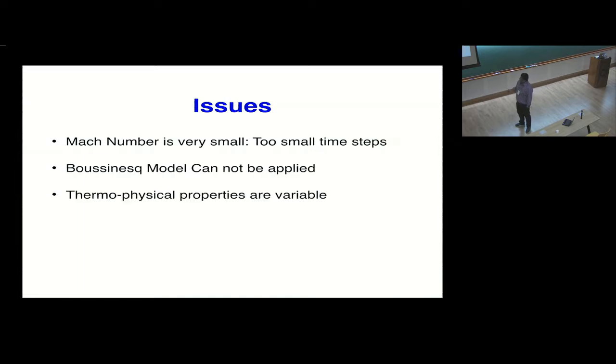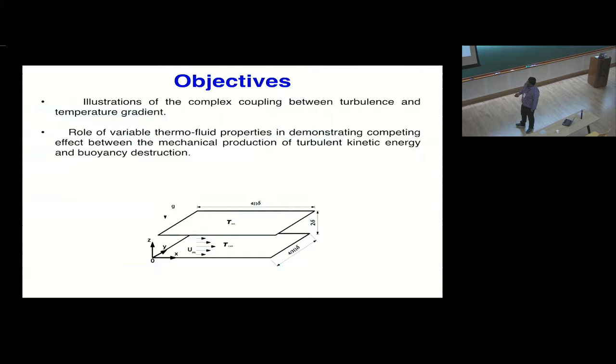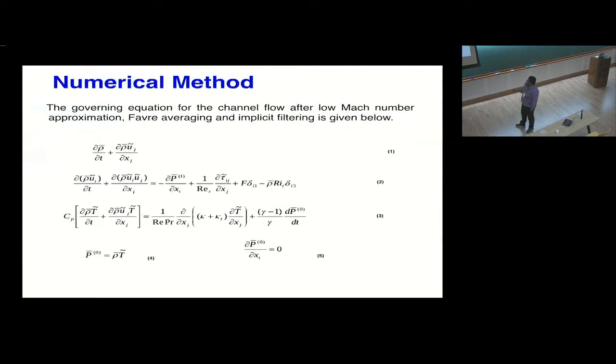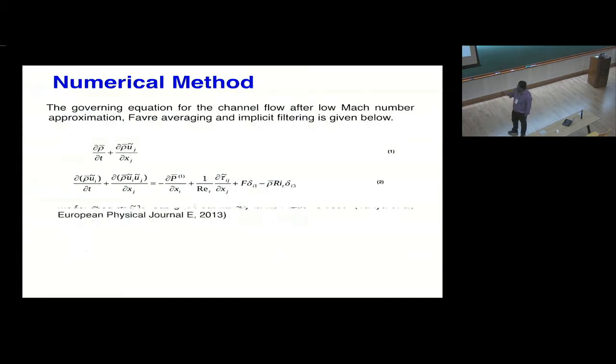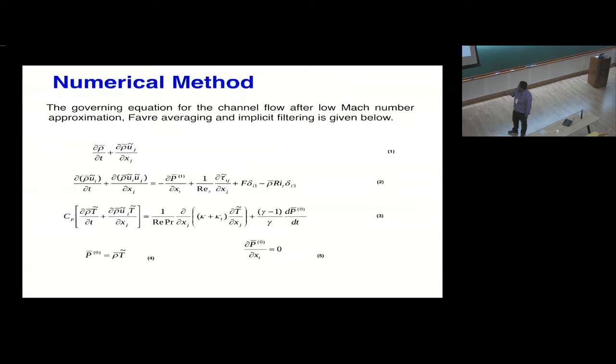So Boussinesq's model cannot be applied. The thermophysical properties are also variable. So we do this and we get this. The objective was to influence the flow and all those things. We then filtered these equations using the Favre filter, Favre averaging, and we obtained this equation for simulating.